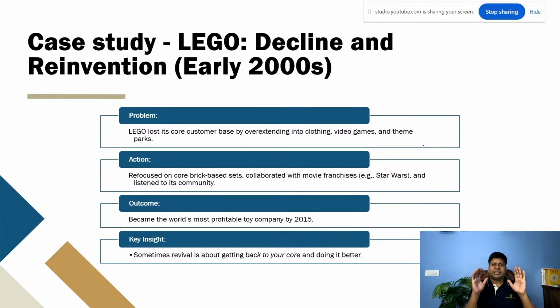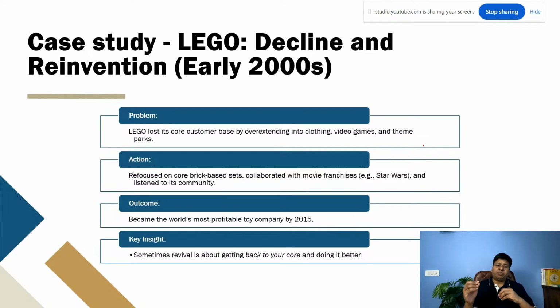So at the decline stage, we need to decide between these two options. Let's discuss some case studies where organizations were able to thrive even when they were in the declining stage. Like in the early 2000s, LEGO lost its core customer and was overextending into multiple dimensions: clothing, video games, theme parks, and they were losing their market very badly.